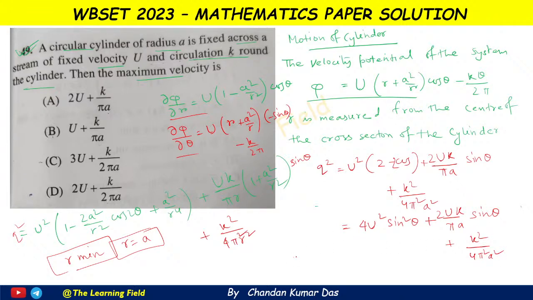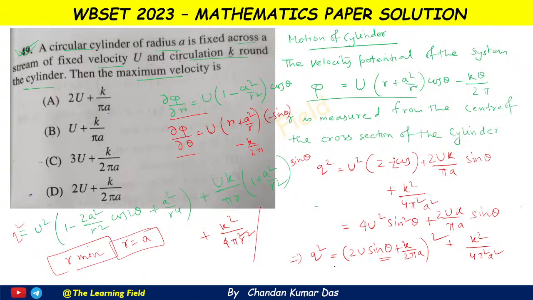Okay, so this gives q square equal to 2u sin theta plus k by 2 pi a, whole square. Okay, this term. Now q is maximum. If q is maximum with respect to theta, then sin theta equals what? Sin theta equals 1, because at theta equal to pi by 2, sin theta gives its maximum value. So we put theta equal to pi by 2, that is sin theta equal to 1.